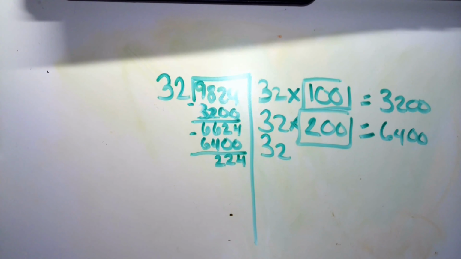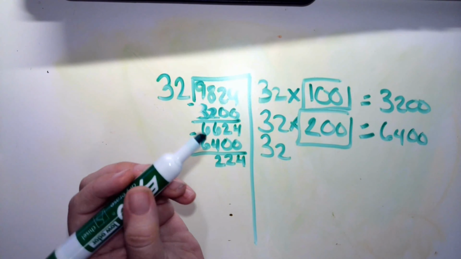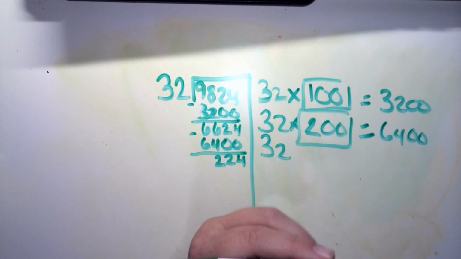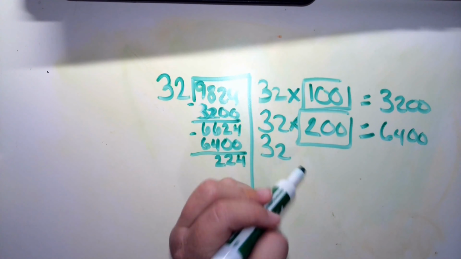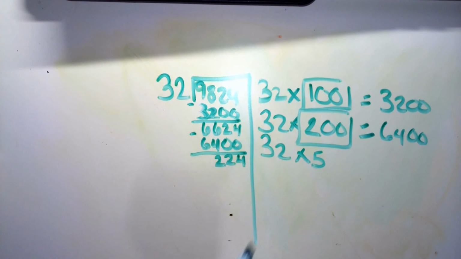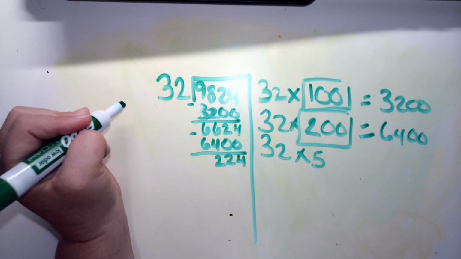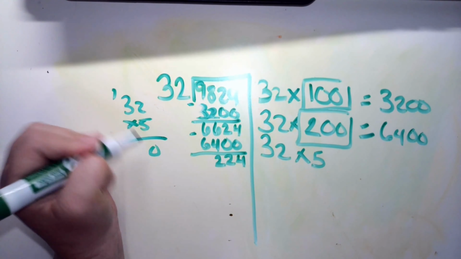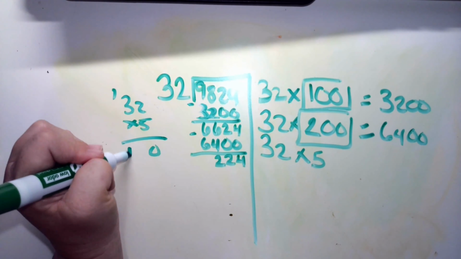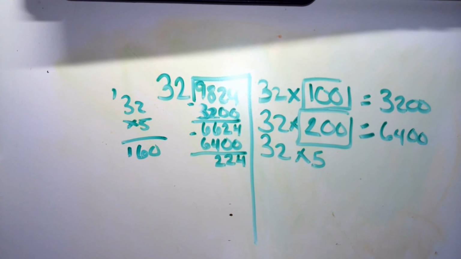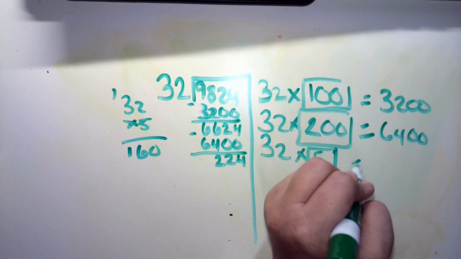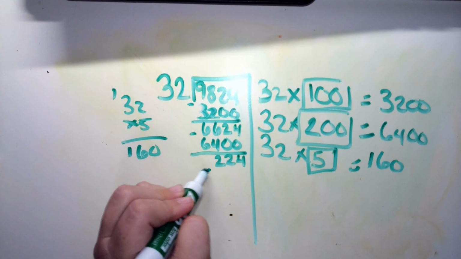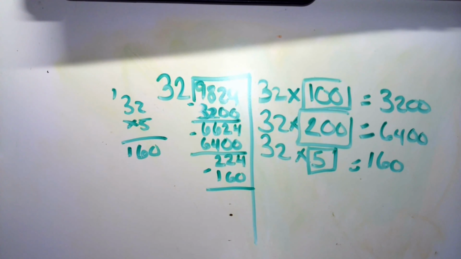Well, I know that if I multiply 32 by 5, let's just say 5. I know that 32 times 5, I'm going to kind of figure it out over here. 5 times 2 is 10. 5 times 3 is 15, plus 1 is 16. So I have 160. I'm going to subtract 160 back over here.